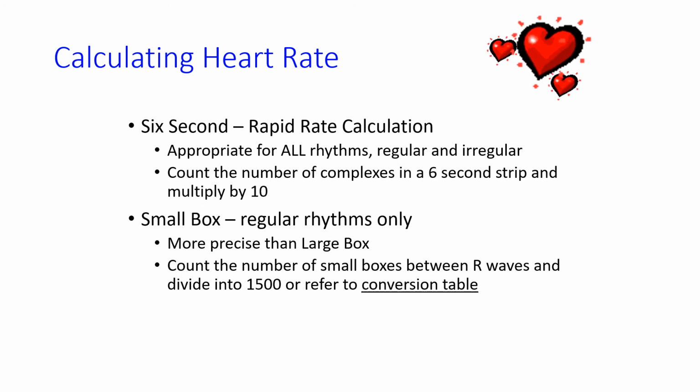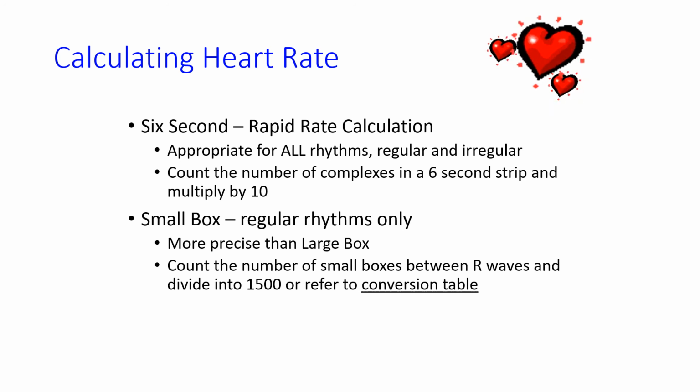Once we've determined that the rhythm is regular, then we can calculate the heart rate. And you can do this 2 ways. You can use the 6-second rapid rate calculation, which is appropriate for all rhythms, whether regular or irregular, where you count the number of complexes or R waves in a 6-second strip and multiply that by 10. And we'll review that. The small box conversion table is used only for regular rhythms, and it is used because it is much more precise than the 6-second rapid rate calculation.